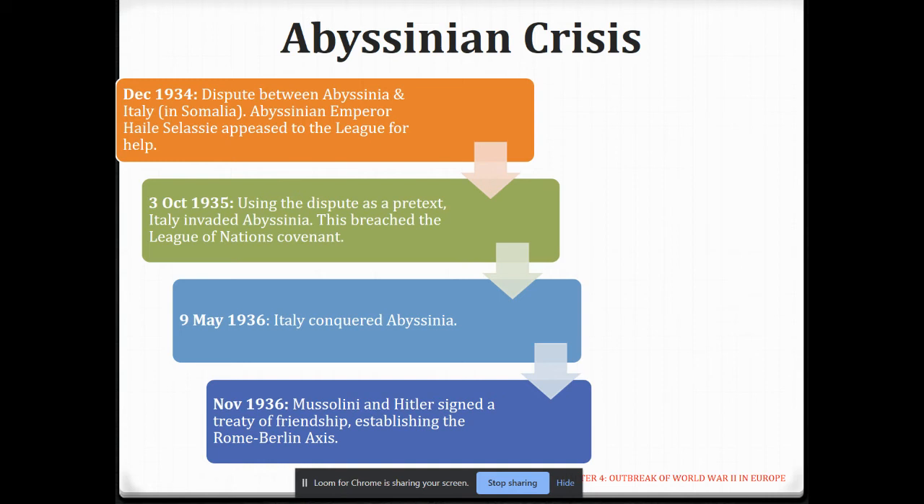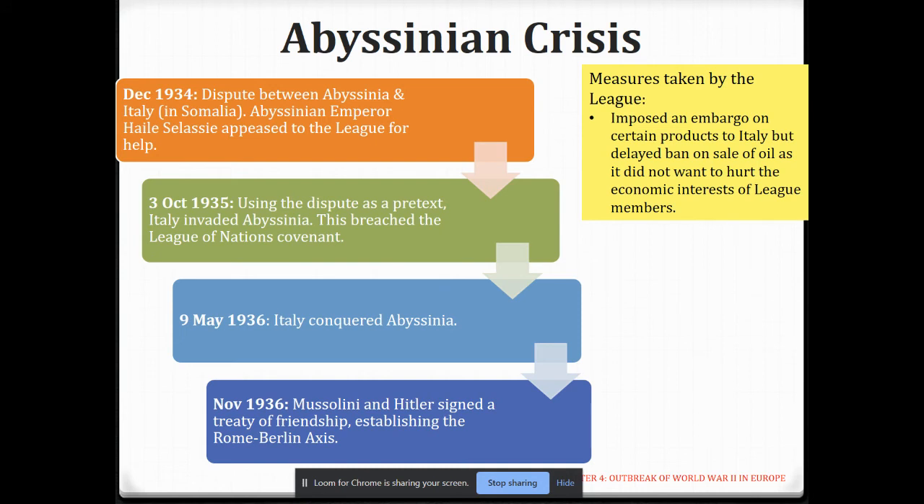So by May 1936, Italy would have conquered Abyssinia. Mussolini and Hitler signed a Treaty of Friendship in November 1936, and they established the Rome-Berlin Axis. So that's the formation of the ally between Italy and Germany. Now, we won't be using the term ally to address these two countries. They are the Axis powers, A-X-I-S, Axis powers, together with Japan. So the three of them form the major bad guys of World War II.